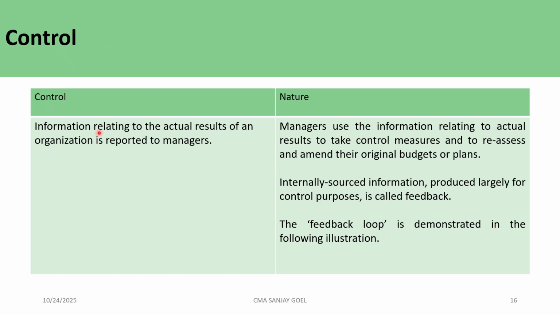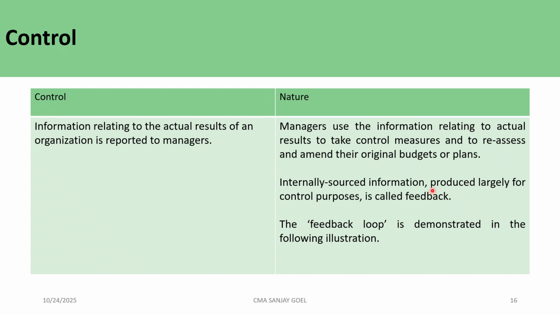Control. Information related to the actual result of an organization is reported to the manager. Managers use the information related to the actual result to take control measures and to reassess their original budget or plan. When we make the plan, if there is no plan, there is no control. So it is part of planning. If there is planning, then there is control.